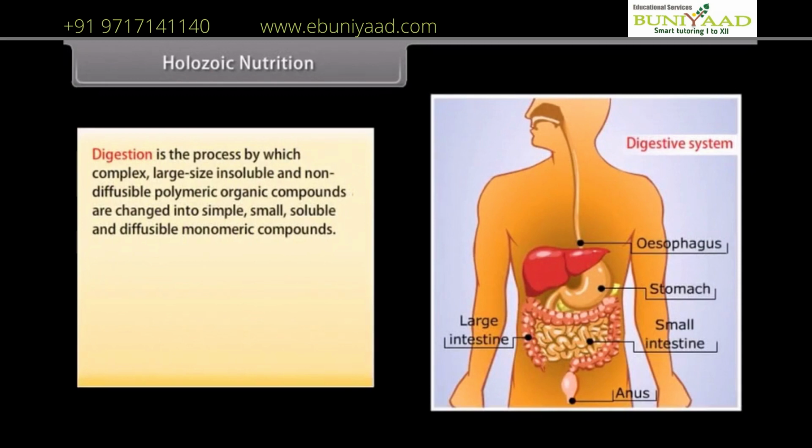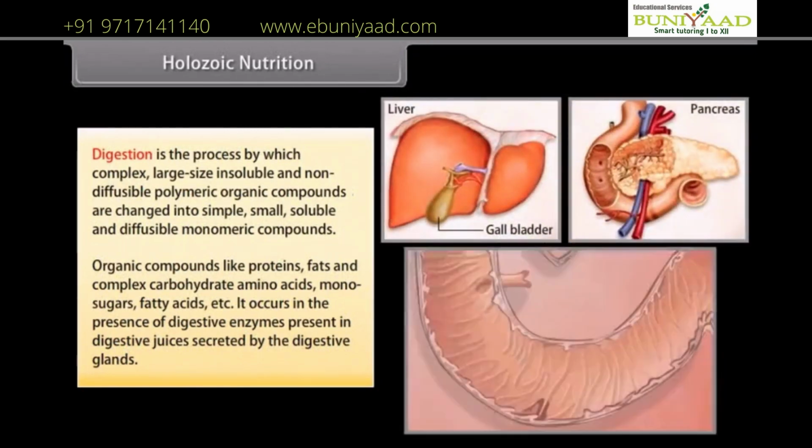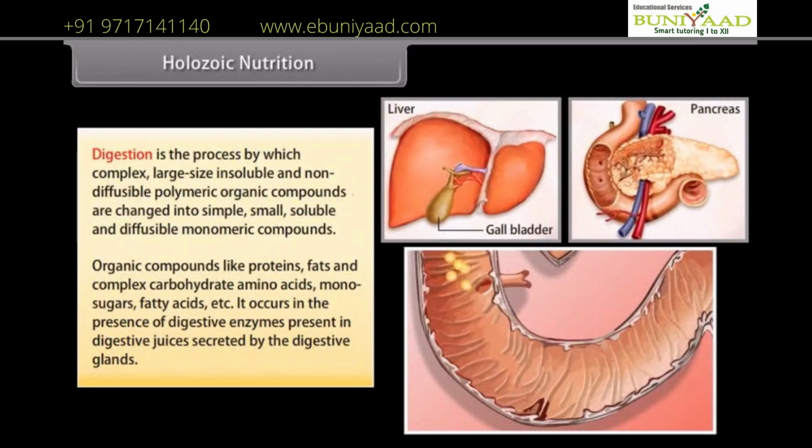Digestion is the process by which complex, large-size, insoluble and non-diffusible polymeric organic compounds are changed into simple, small, soluble and diffusible monomeric compounds. Organic compounds like proteins, fats, and complex carbohydrates are changed into amino acids, monosugars, and fatty acids, etc. It occurs in the presence of digestive enzymes present in digestive juices secreted by the digestive glands.